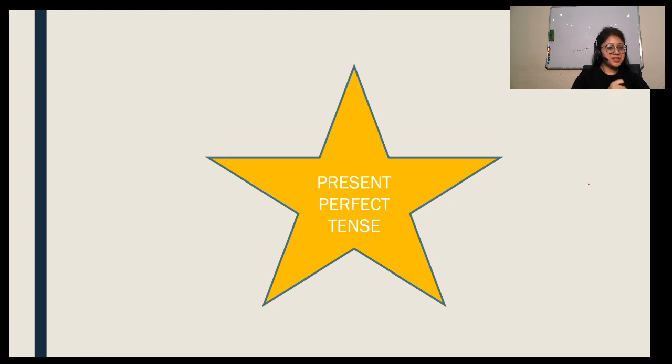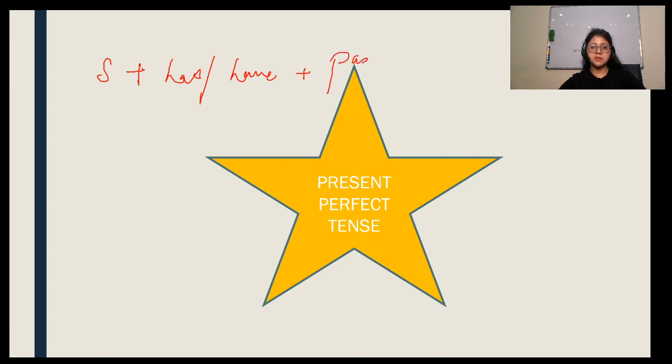Now, my favorite tense is here, the present perfect. Before you do the present perfect, it's very important to know that it has a subject plus has/have. Depending if it's third person singular, it is has, everything else is have, plus past participle.